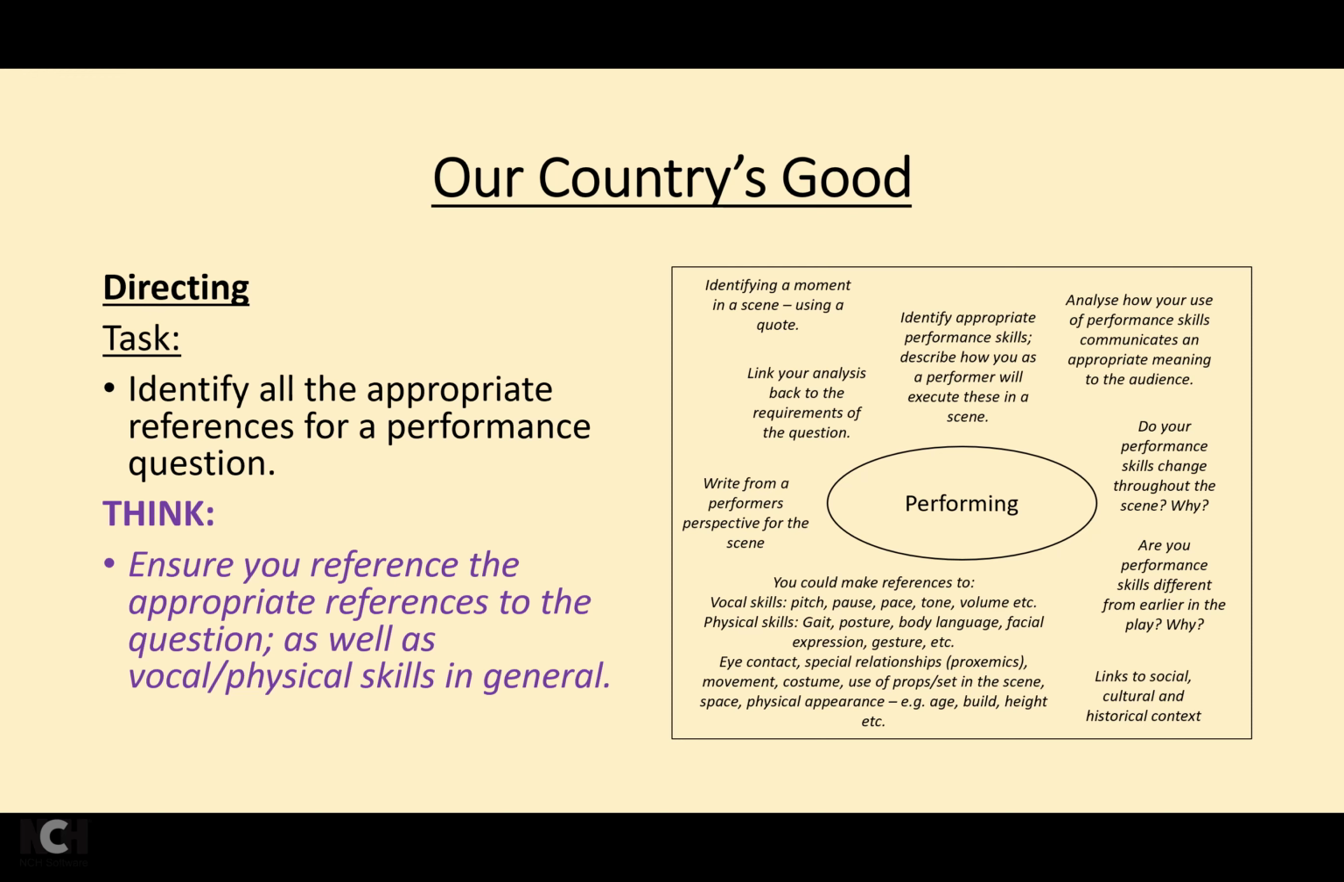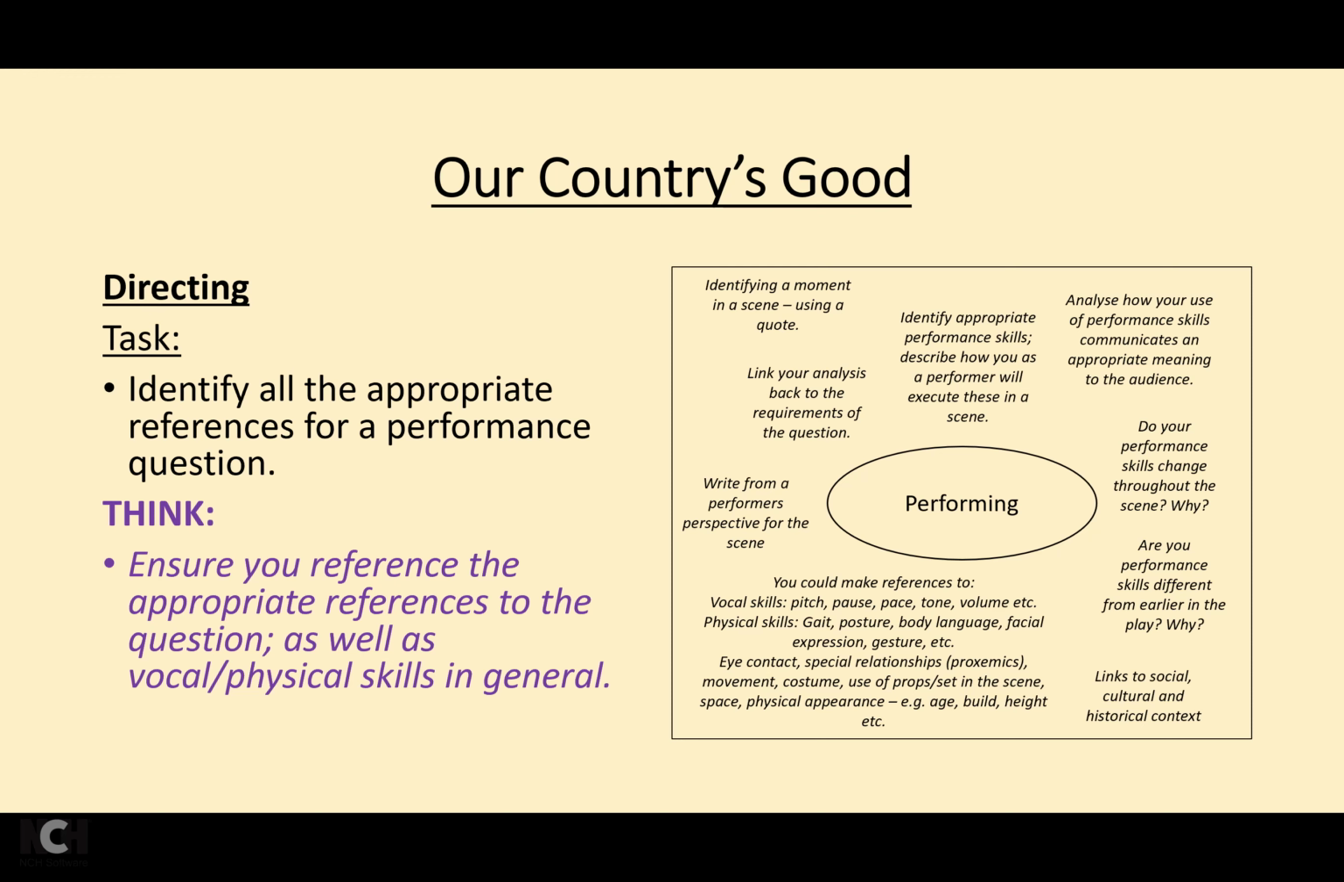In the bottom right-hand corner, you can see that really important one, links to social, cultural, and historical context. And I'm going to go through some of the things that you might want to talk about there. We need to write from a performer's perspective for the scene. We need to make sure that the analysis and our descriptions link back to the requirements of the question. So if the question is asking you to reference the feelings and emotions of the character, we need to make sure that we're doing that within our analysis.